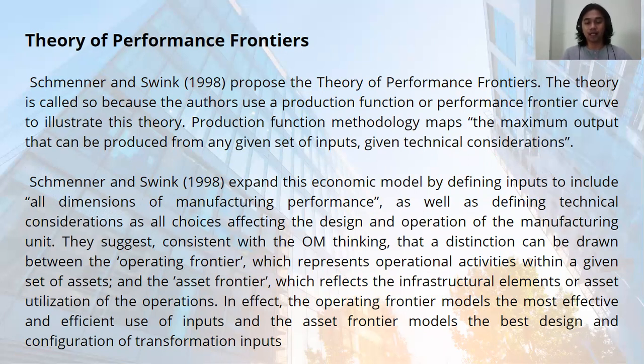Schmenner and Swink expand this economic model by defining inputs to include all dimensions of manufacturing performance, as well as defining technical considerations as all choices affecting the design and operation of the manufacturing unit. They suggest, consistent with operations management thinking, that a distinction can be drawn between the operating frontier, which represents operational activities within a given set of assets, and the asset frontier, which reflects the infrastructural elements or asset utilization of the operations. In effect, the operating frontier models the most effective and efficient use of inputs, and the asset frontier models the best design and configuration of transformation input.